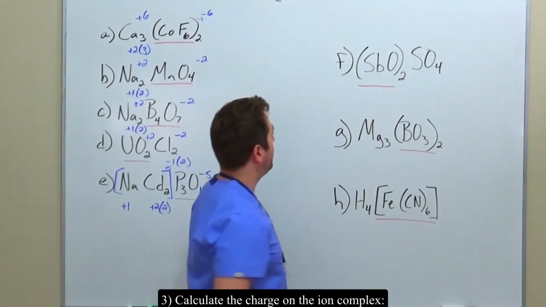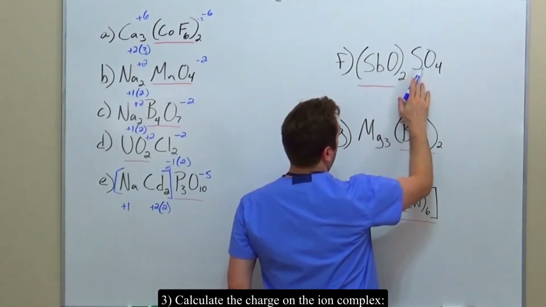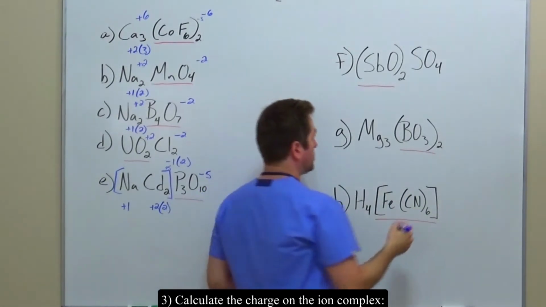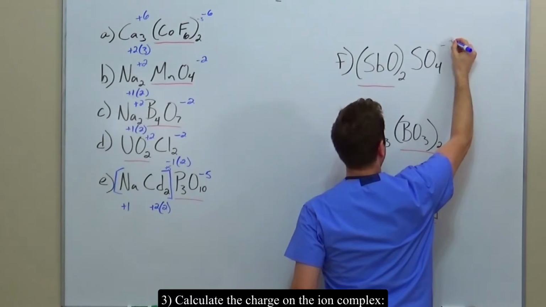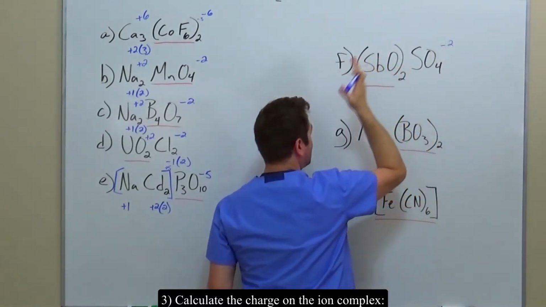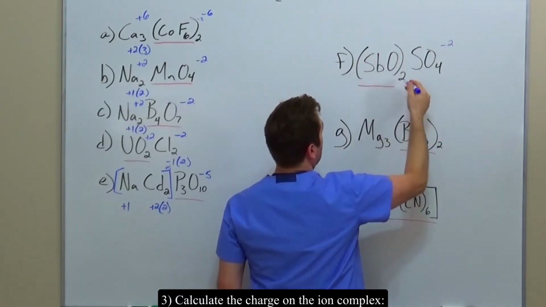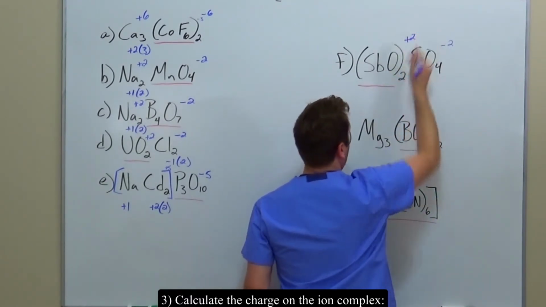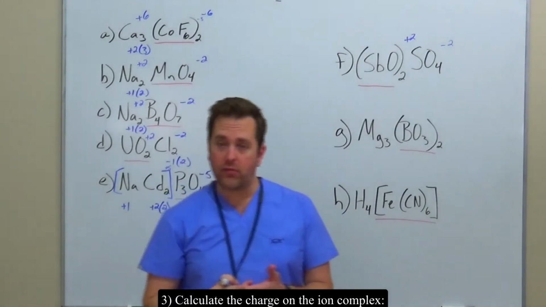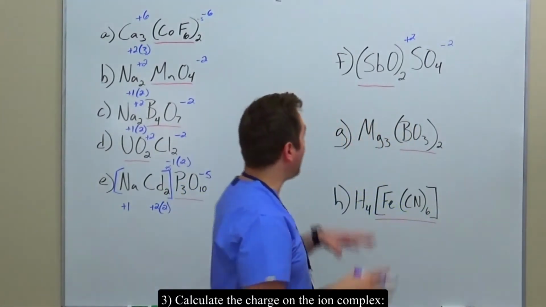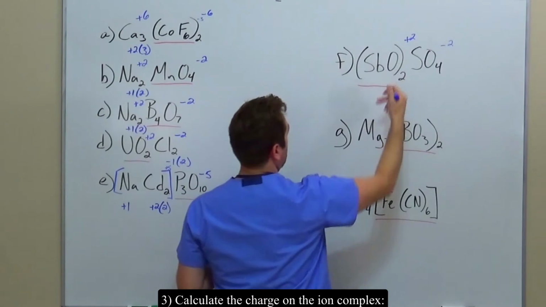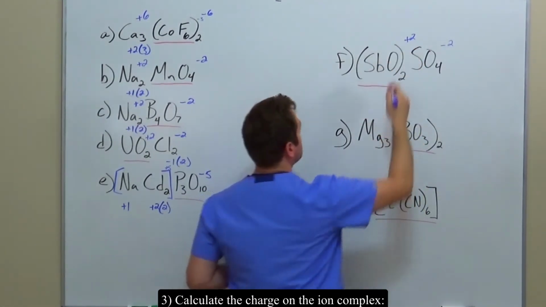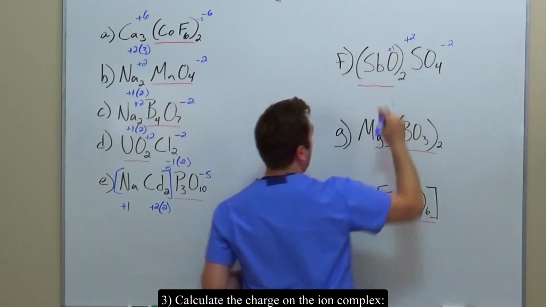Okay, letter F. Well, focus on the polyatomic ion. It's sulfate. We easily know what the charge is on that. Overall, it's a negative 2 charge. So what does that mean? It means that this complex better have an overall oxidation number of positive 2. However, there are parentheses involved with a subscript, so we have to account for that. So 2 divided by 2 means that each complex has a positive 1 charge.